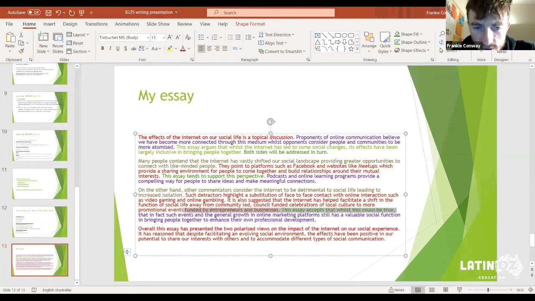In fact, such events and the general growth in online communication still has a valuable social function in bringing people together to enhance their professional development. Then, guys, simply I conclude, overall, this essay has presented the two polarized views on the impact of the internet on our social experience. It has reasoned that despite facilitating an evolving social environment, the effects have been positive in our potential to share our interests with others and to accommodate different types of social communication.